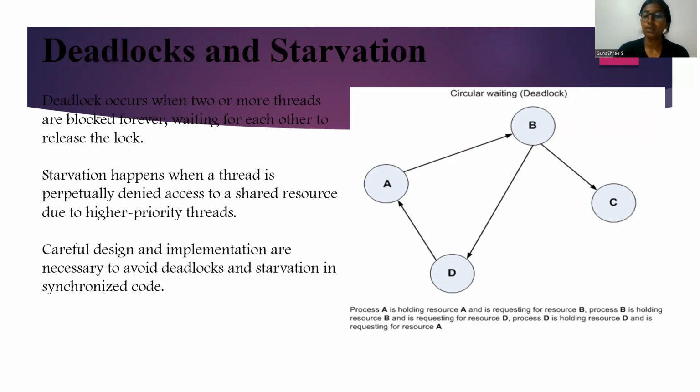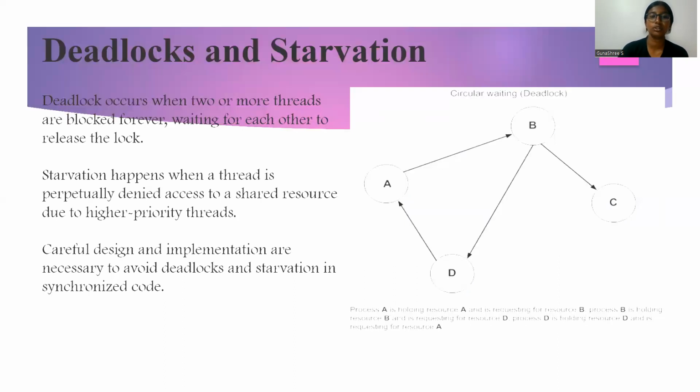Deadlock occurs when two or more threads are blocked forever, waiting for each other to release a lock. Starvation happens when a thread is perpetually denied access to a shared resource due to high priority threads. So we have to carefully design and implement synchronized code to avoid deadlocks and starvation.